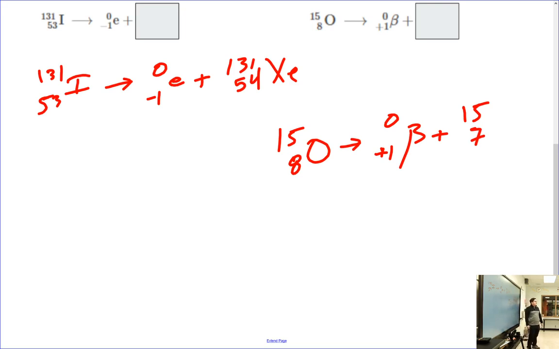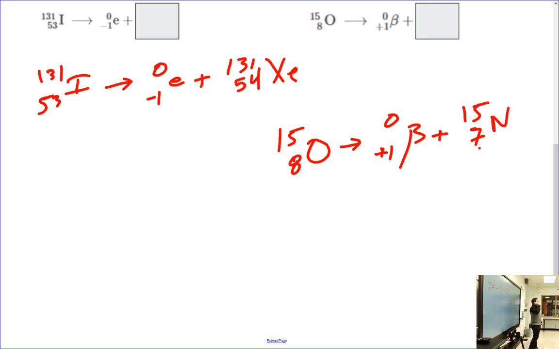So what element do I have? Nitrogen. Right, you looked at mass. It's number 7, so nitrogen. The bottom number tells us what element we have. The top number tells us mass.